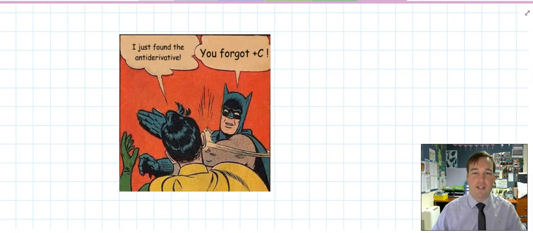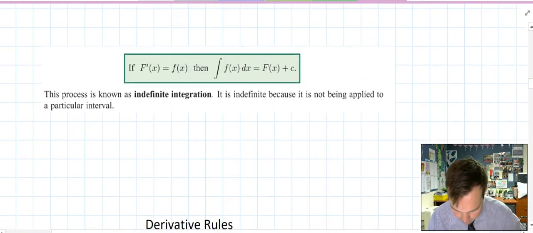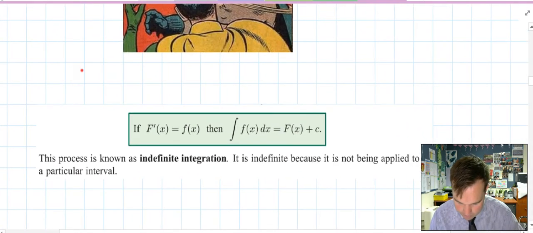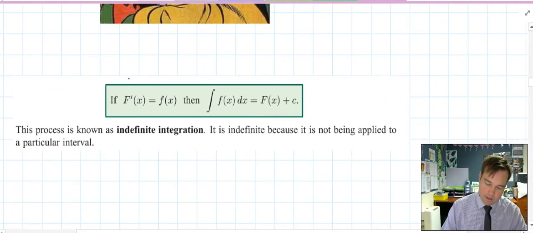You lose marks if you don't add the C on the end when finding the antiderivative. Remember to add the C. Alright, so the notation for this is: if you are finding the derivative of f of x with respect to x, so this is deriving with respect to x, that is integrating with respect to x, then we get this f dash x plus c on the end.